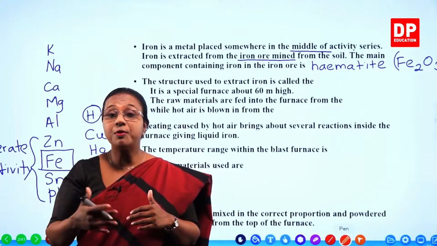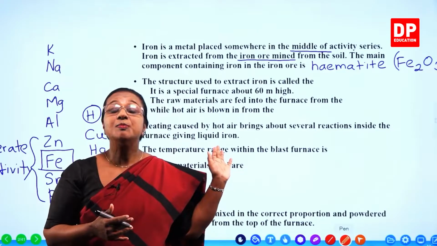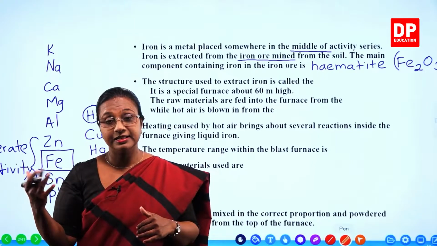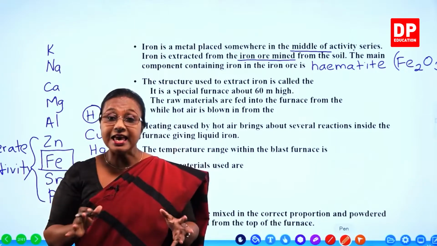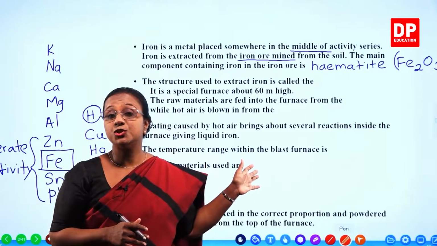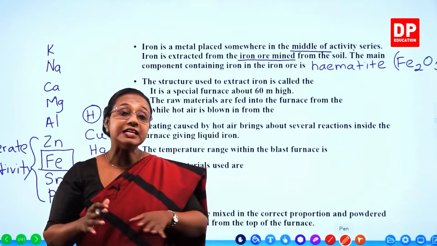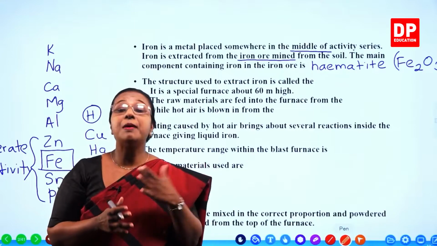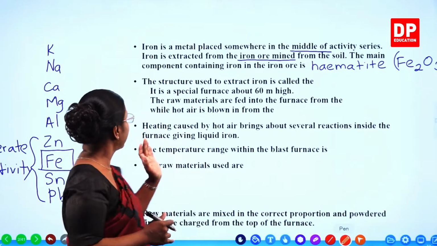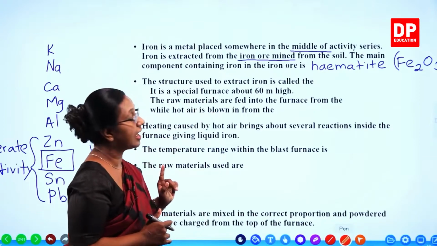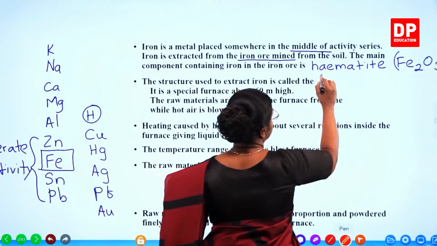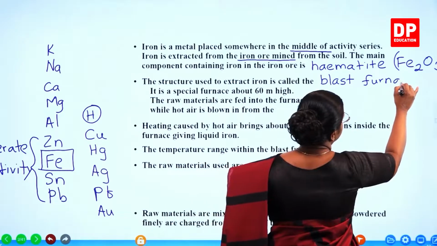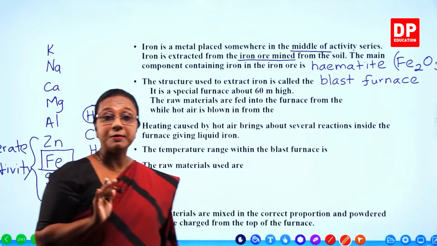Now there are different types of furnaces. We discussed smelting of iron, the extraction of iron at high temperature. That is what we discussed in the previous slide. The same way, we use a furnace here which is known as the blast furnace, and here the temperature of the blast furnace is provided by the hot air blast that is passed into the furnace. So a structure used to extract iron is called the blast furnace. You all have to remember that as well.